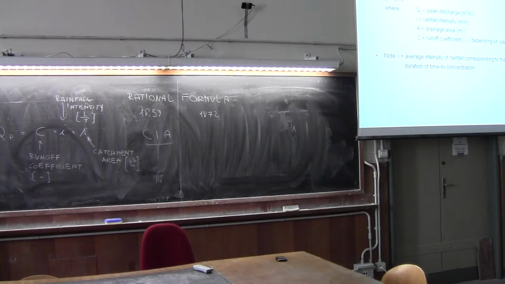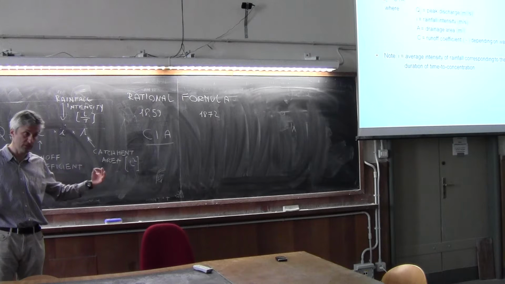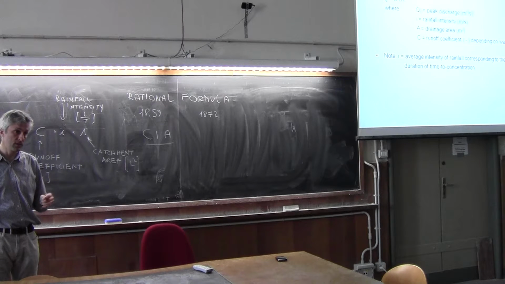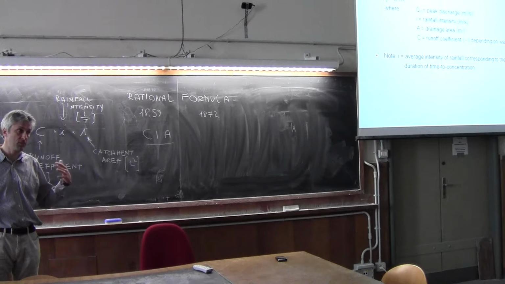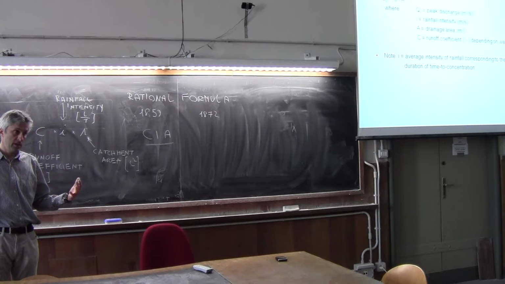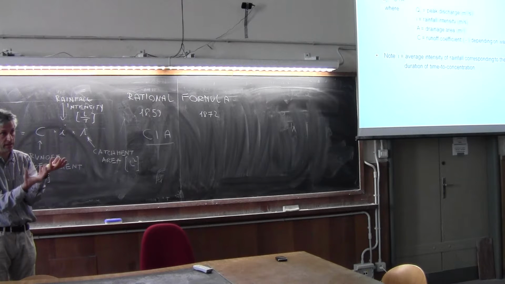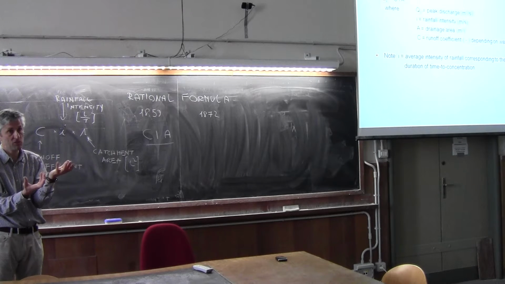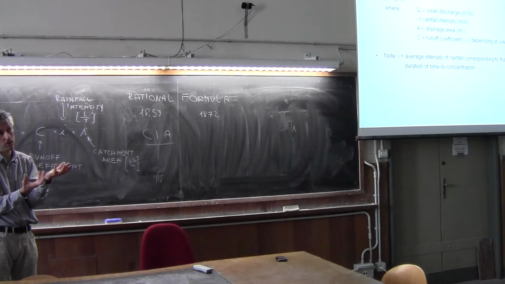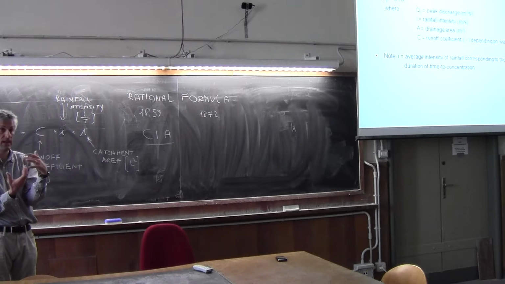And basically, the concept is very simple. People thought that the peak flow is proportional to the rainfall intensity. If you have a higher rainfall, you have a higher peak flow. This is very intuitive. And therefore they thought to express the peak flow as the product of what? Rainfall intensity times the area of the catchment, which means volume of rainfall over time.